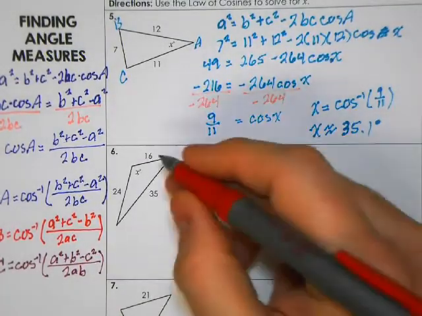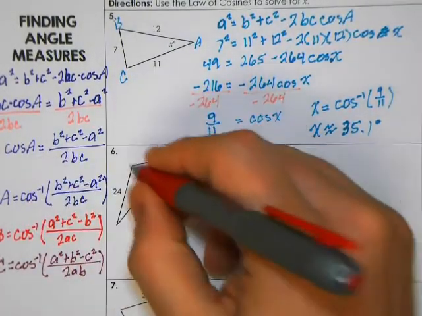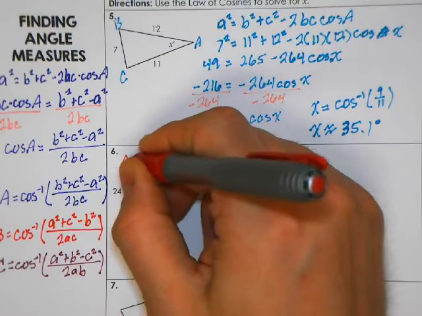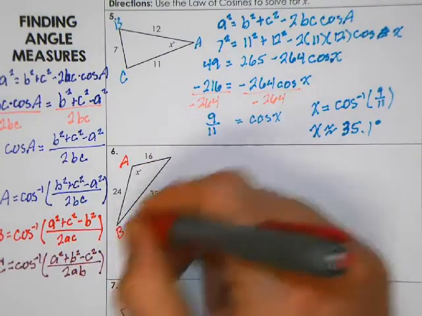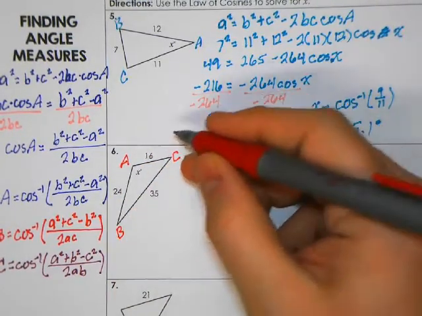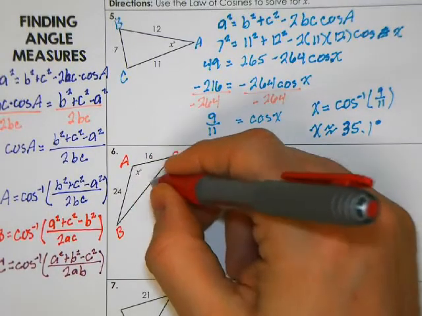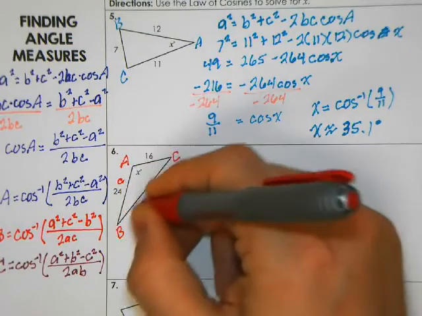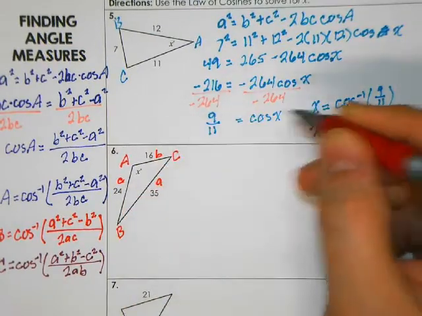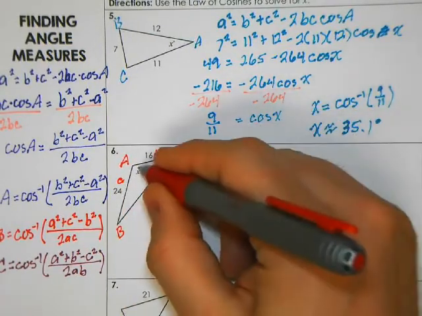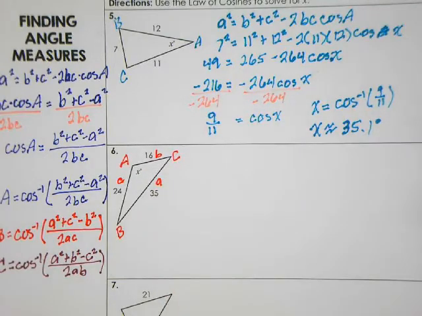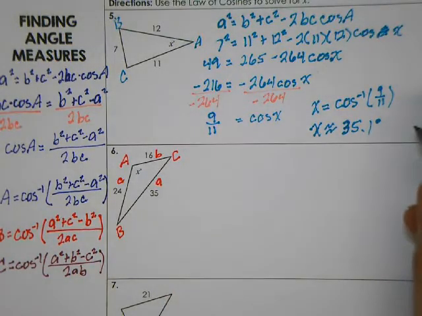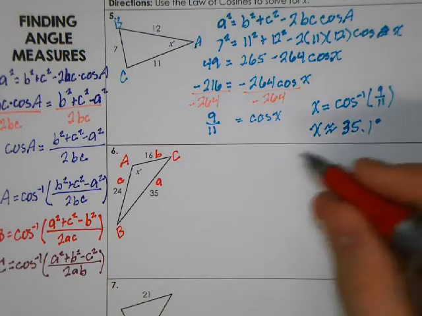Okay, and here I'm not going to pay any particular attention to how I'm labeling this. I'm going to say this is angle A, angle B, and angle C. So this side here will be side A, this side here will be side C, and this side here will be side B. So in this case, we're looking for angle A again, basically the same thing that we did a second ago.